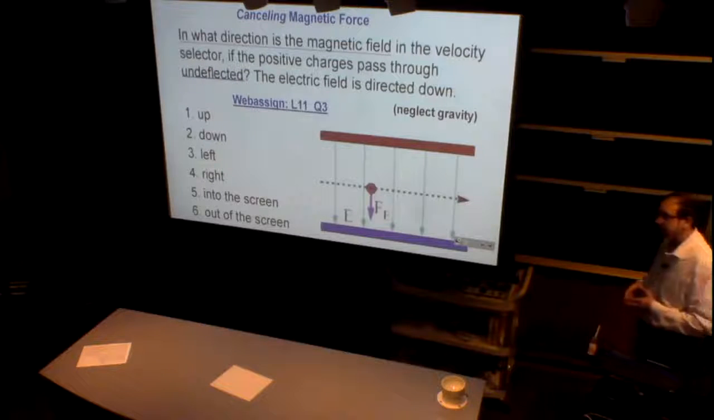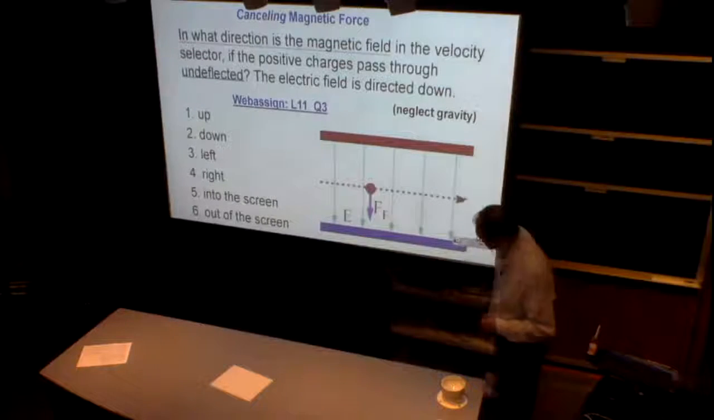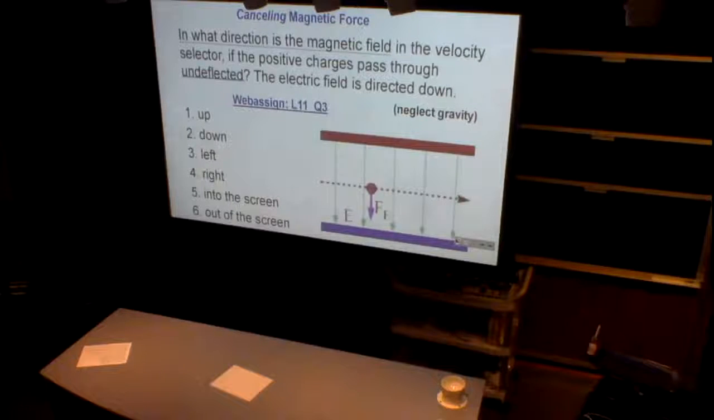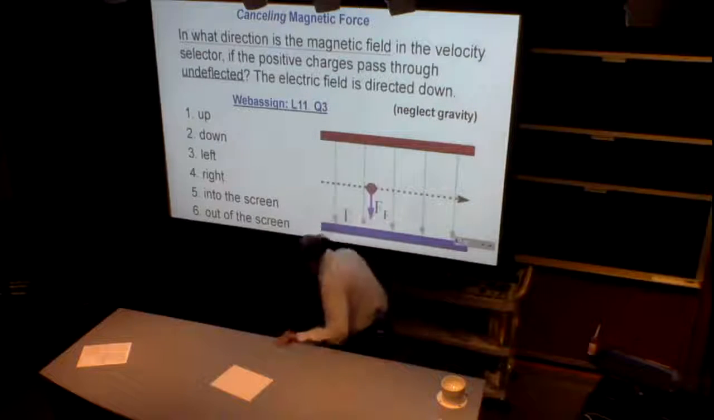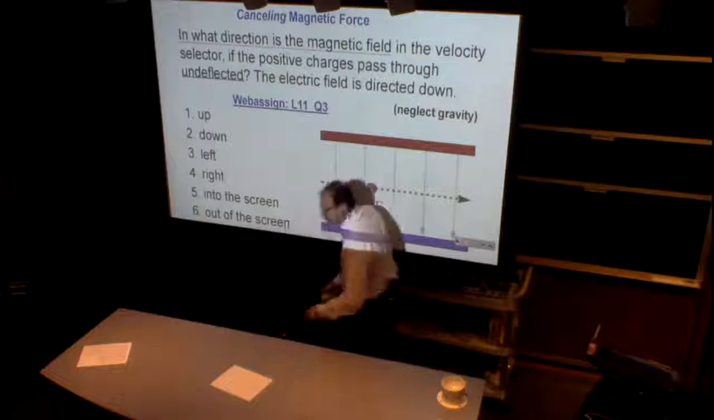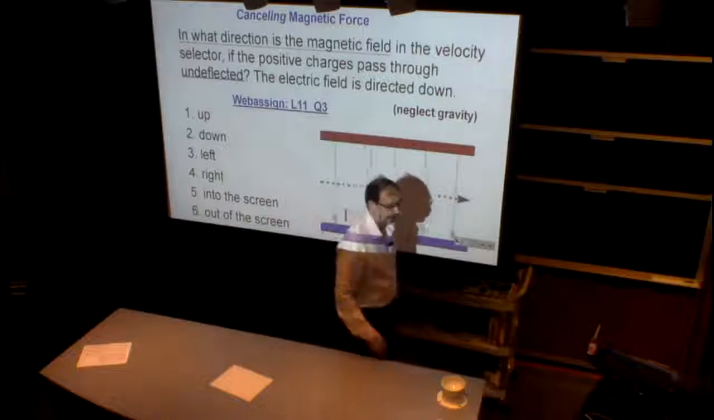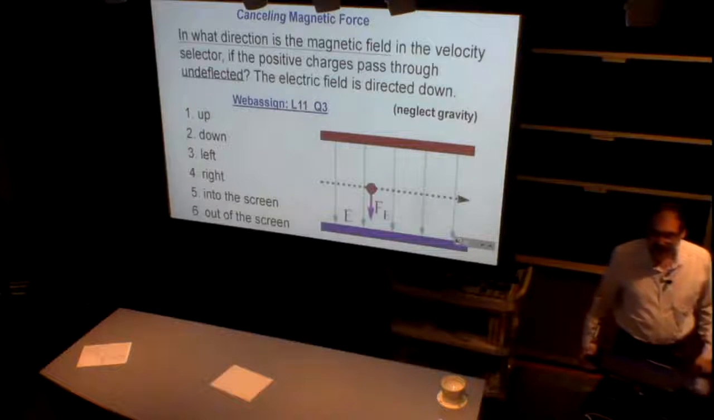If we had two forces both pointing down, it would bend, like a ball making the projectile motion, because that's what gravity does. And if this is not happening to the charge, what's happening to the charge is something like this. So how does the force point? The force which cancels electric force.